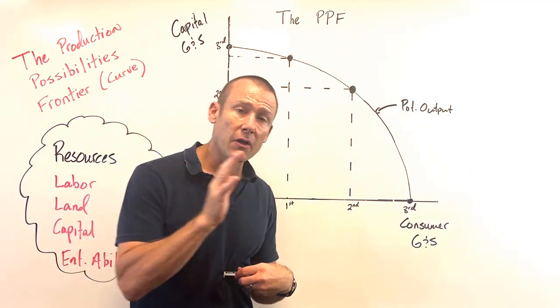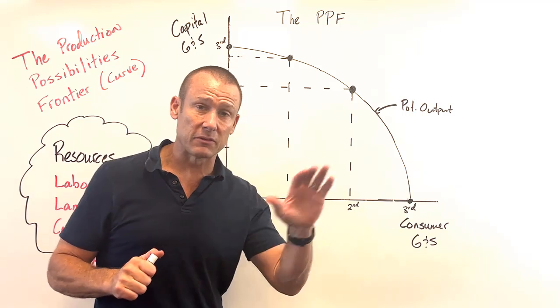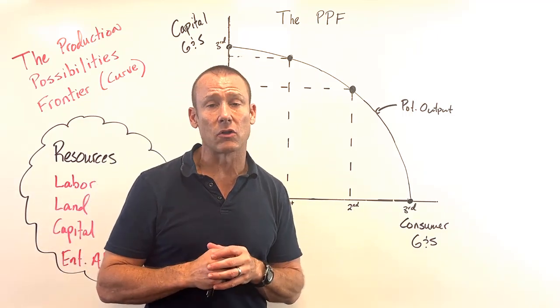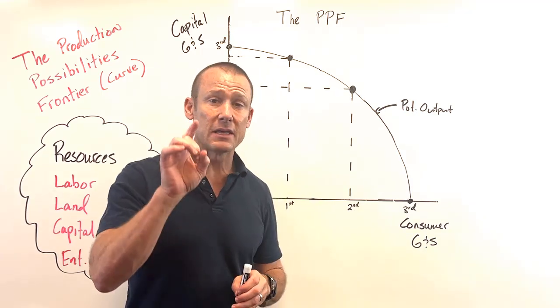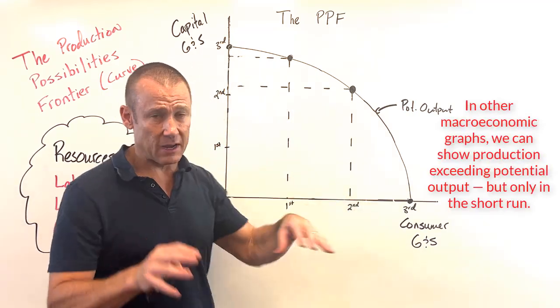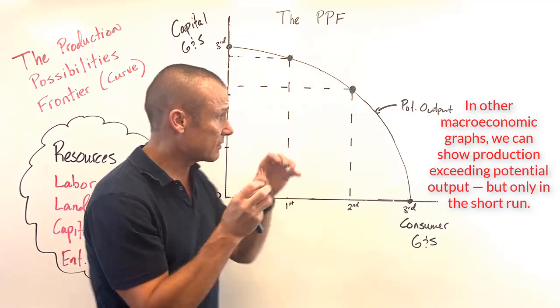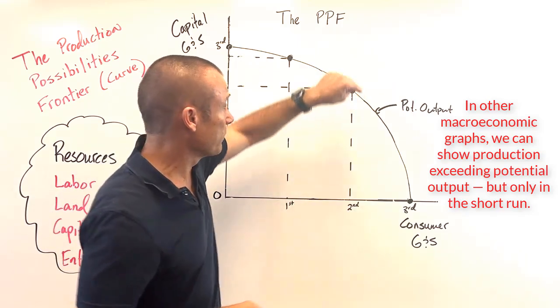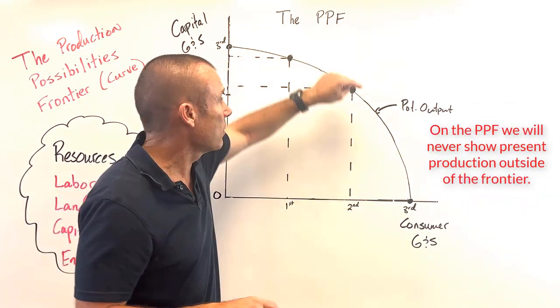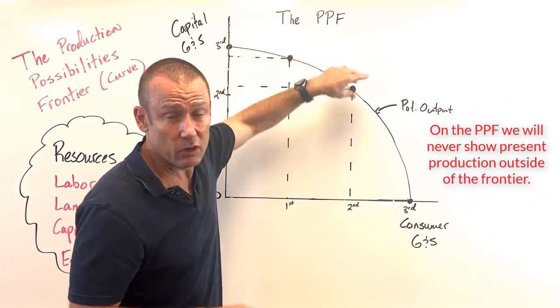Because on other graphs, such as the business cycle and the AS-AD model, you actually can produce more than your potential output in the short run, but not this graph, guys. In this graph, as students, anytime we see this graph, we say, hey, that is a frontier. In no way can we produce out here. Not in the short run, the long run, we just can't produce out here, okay?